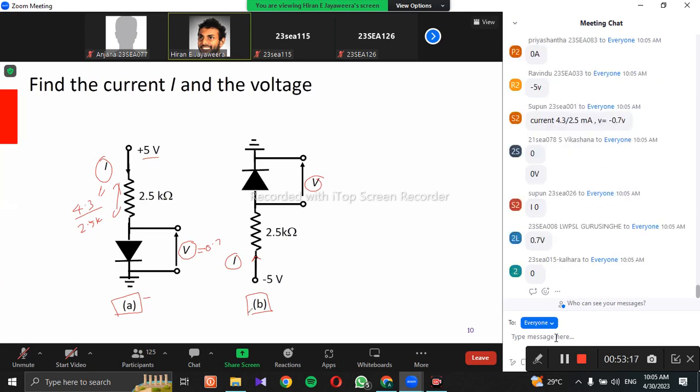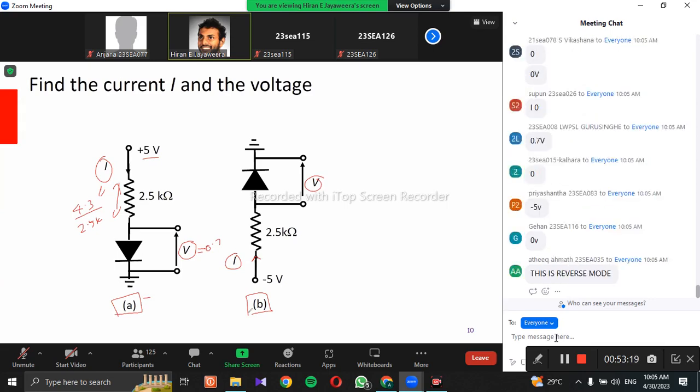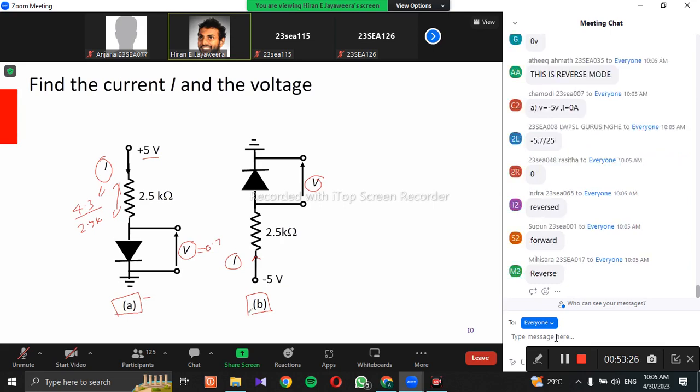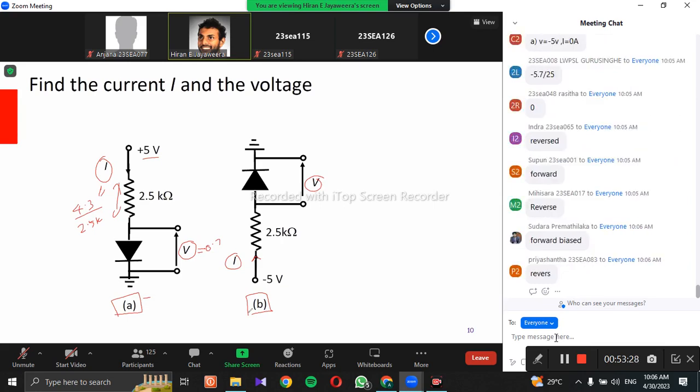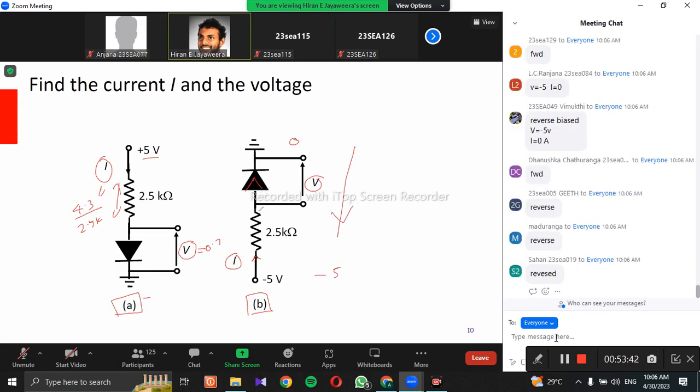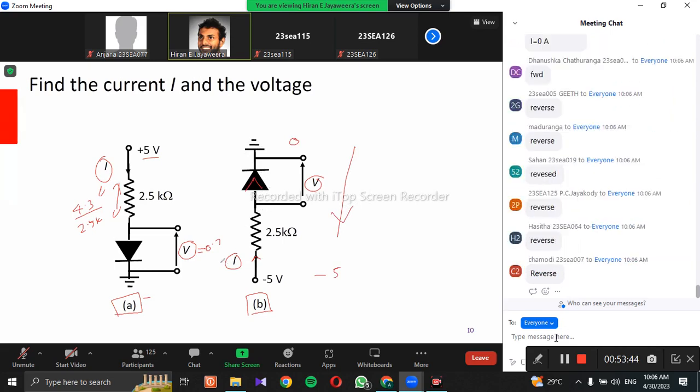Now, first of all, tell me whether the diode is forward bias or reverse bias. You have minus 5 volts, right? So here you have 0 and here you have minus 5. If there's a current flow, that has to happen in this direction. The diode arrow is in the opposite direction. This is reverse bias. So directly the answer is I equals 0.